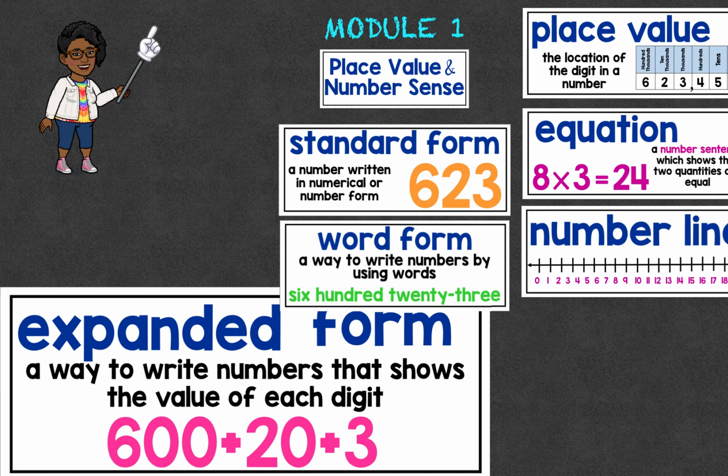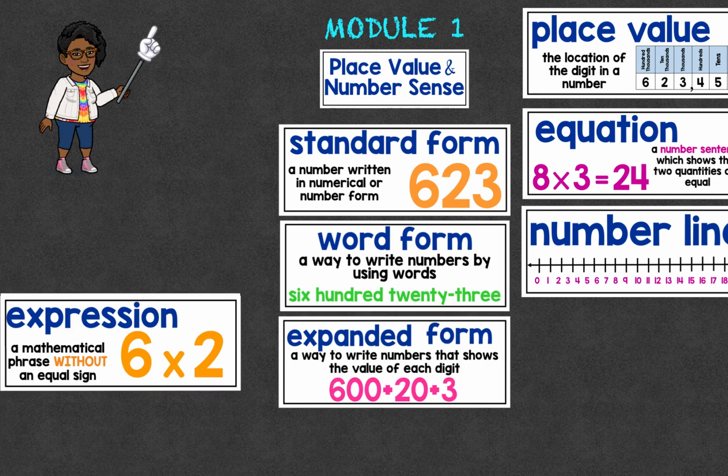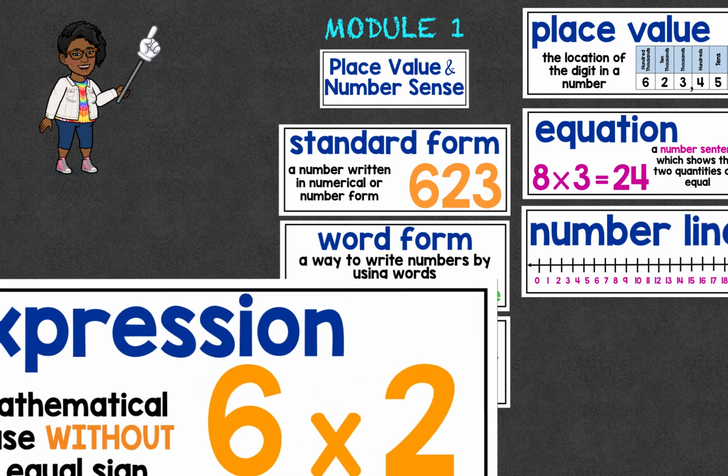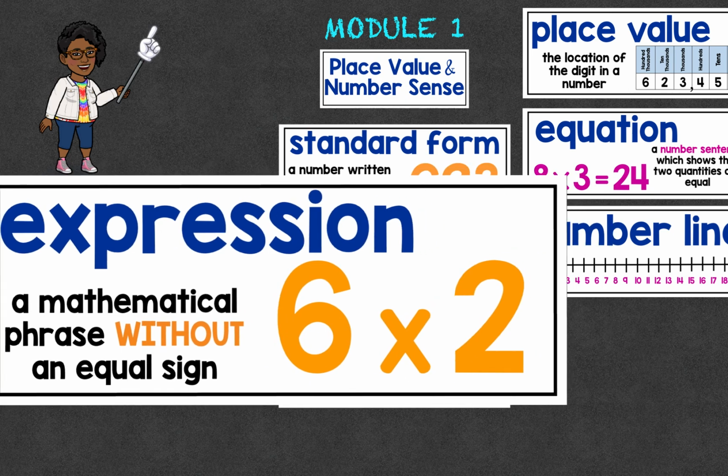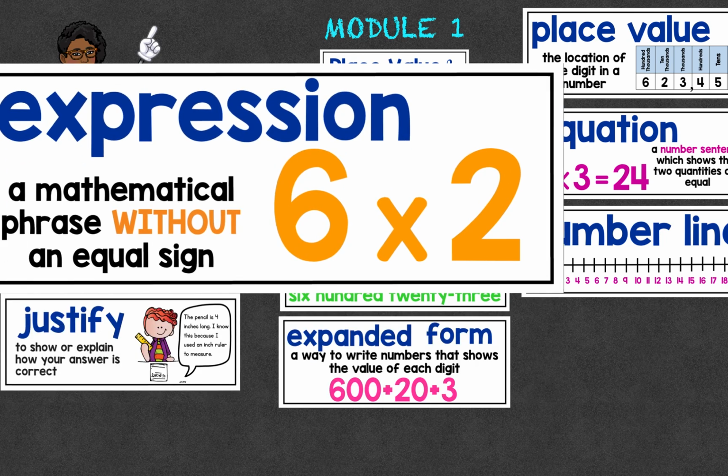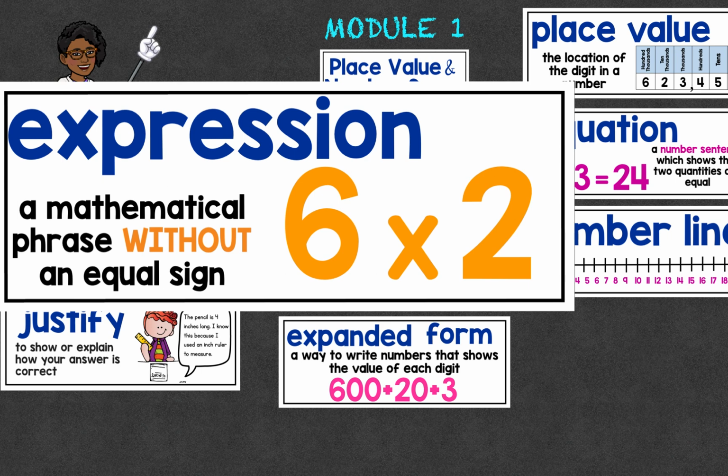And in addition to this expanded form, our next vocabulary word is expression. Even though we want students to understand that 600 plus 20 plus 3 equals 623, we often have them write expanded form in what we call an expression. And an expression is basically an equation without the equal sign and what comes after the equal sign. So as you can see underneath, expanded form is 600 plus 20 plus 3, and we don't need an equal sign. We don't need the equivalent, which would be 623 on the other side of that equal sign. We just need the expression.